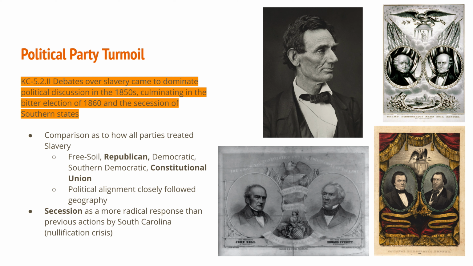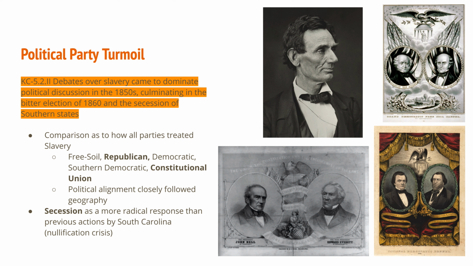The Democratic Party and the Southern Democratic Party were split on the issue as well. The Southern Democratic Party believed that there should have been greater protections of slavery and that it should be allowed to continue to expand into new territories.